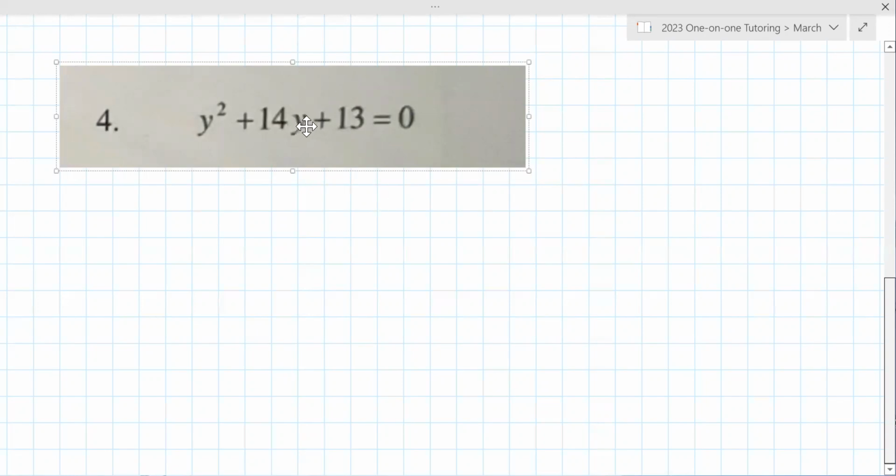Okay. So on the left here, again, this is a plus plus. This is the good case. These are the nice ones. So you're looking for two numbers that multiply to 13, but add to positive 14. Can you tell me what those would be?